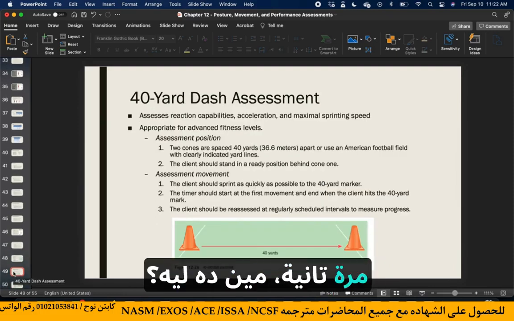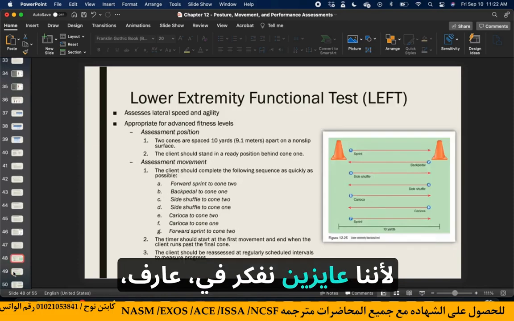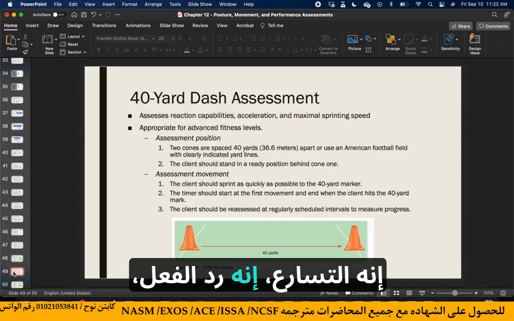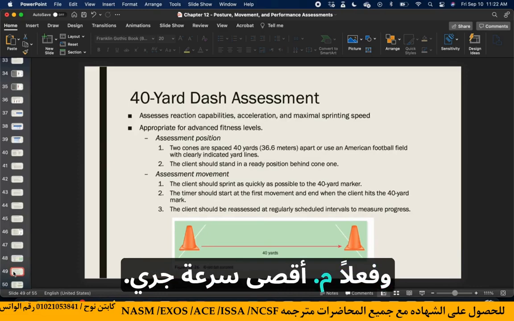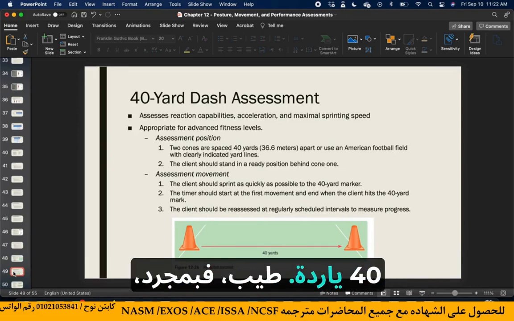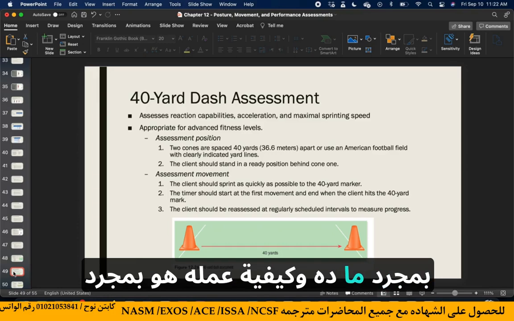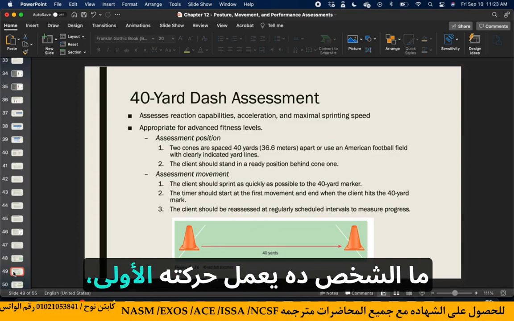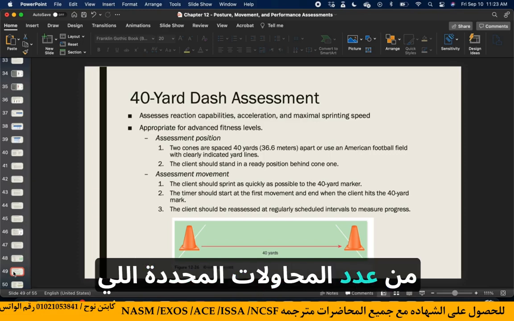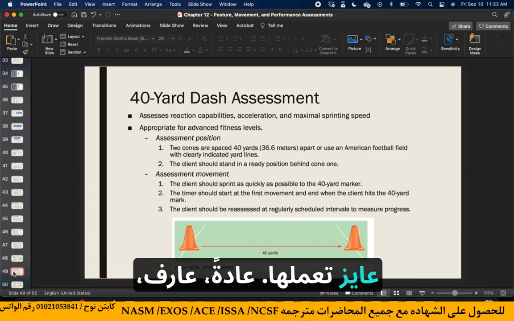40-yard dash assessment, again, who is this for? Because we want to think about, what is the whole purpose of this? It's acceleration, it's reaction, and it's actually maximal sprint speed. How fast you go from the start point to 40 yards, okay? So basically how it works is as soon as that person makes their first movement, you start the stopwatch, and as soon as they cross the line, you end the stopwatch, and it's their fastest time of how many particular trials you want to.